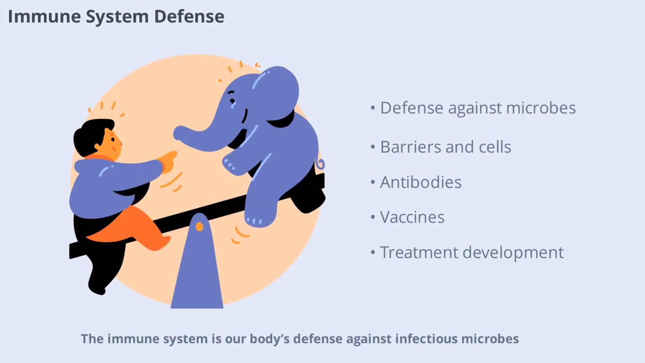The immune system is our body's defense against infectious microbes. It includes barriers like skin, specialized cells, and antibodies. When pathogens invade, the immune system responds by attacking and neutralizing them. Vaccines help train the immune system to recognize and fight specific microbes. Understanding immune responses is key to developing treatments and preventing infectious diseases.